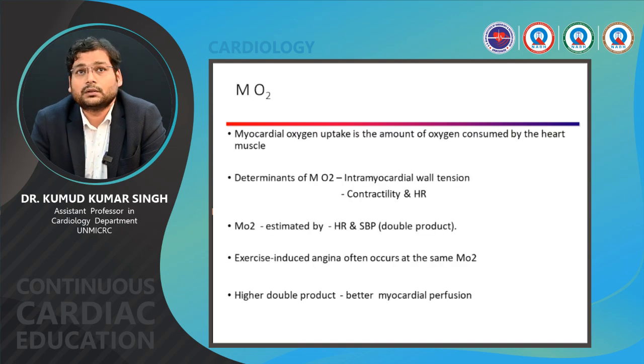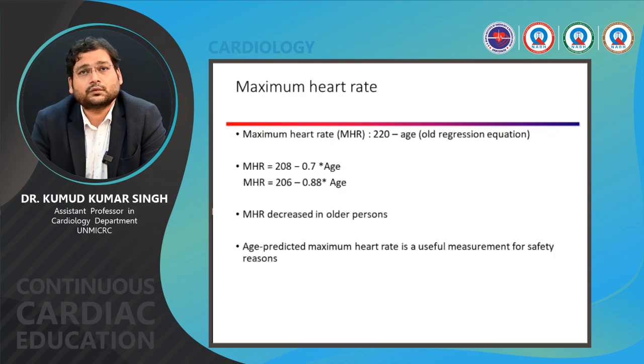What is MO2? MO2 is myocardial oxygen uptake, that is, the amount of oxygen consumed by the heart muscle. The determinants of MO2 are intramyocardial wall tension, contractility and heart rate. MO2 is estimated by heart rate and systolic blood pressure, which is also called the double product. Exercise-induced angina often occurs at the same MO2, and the higher the double product, the better the myocardial perfusion.